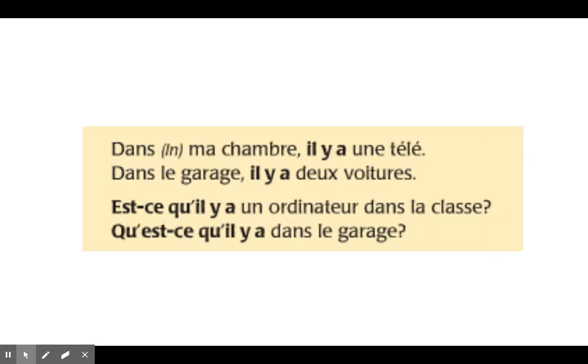So now we're going to learn a few objects that we're going to talk about in our rooms, and we're going to learn more stuff that you find in your bedroom. Our sample sentences for this are, dans ma chambre, in my room, dans ma chambre, il y a une télé. In my room, there is a television. Dans le garage, il y a deux voitures. In the garage, there are two cars.